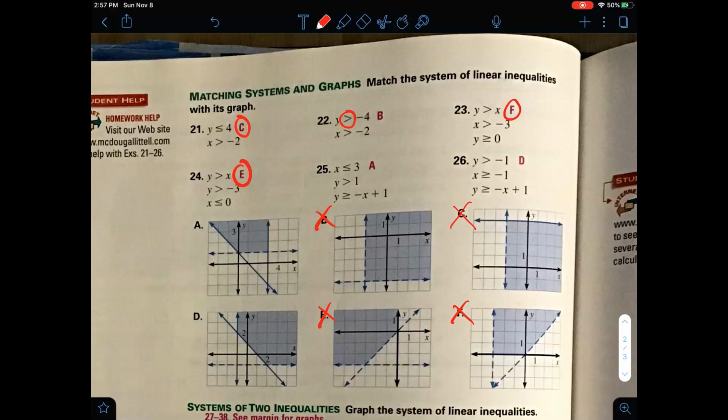So x is less than or equal to 3. That's going to be a vertical line shaded to the left of 3. So A has a vertical line through 3 shaded to the left. Let's see if this one does. This one does not. That would be like right here, shaded to the left, and it's not doing that. So it's going to be A. And then this one's done. Then this one automatically has to be D. You can check it though. Y is greater than -1. It's going to be a dashed line through -1 shaded above. So it's going to be that one. All right.